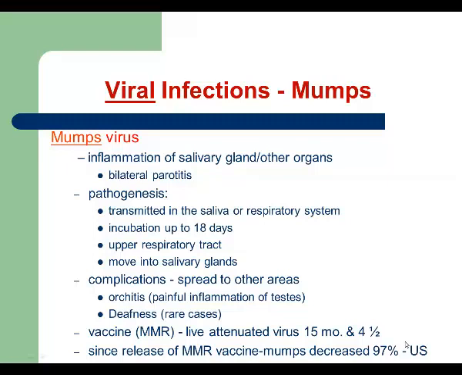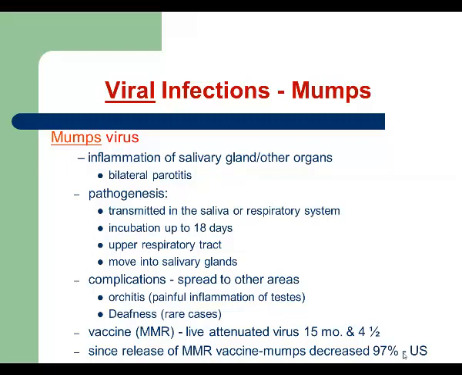As I said, mumps is transmitted by respiratory droplets. The incubation period is about 2-3 weeks. After that, patients will develop symptoms of upper respiratory tract infection, which are headache, muscle aches, fever, conjunctivitis, and runny nose. Then the virus spreads into the salivary glands, and this is when they become enlarged and tender. Infection can affect one side of the salivary glands or both, and then we call it bilateral parotitis.